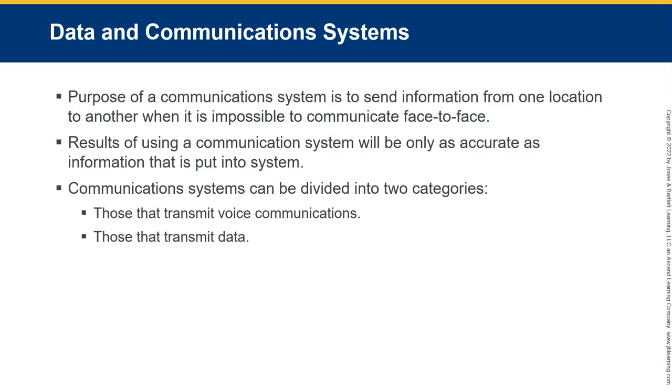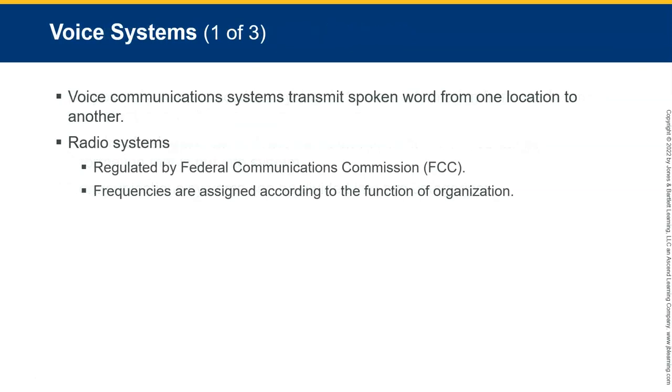So communications can be divided into two categories: those that transmit voice communications and those that transmit data. Voice communications transmit the spoken word from one location to another. We talked about that. So you must understand the basics of a radio communication system and know how to properly operate the radio system used by your department. Once again, we go back to how you do things. Not everybody does things the same way.